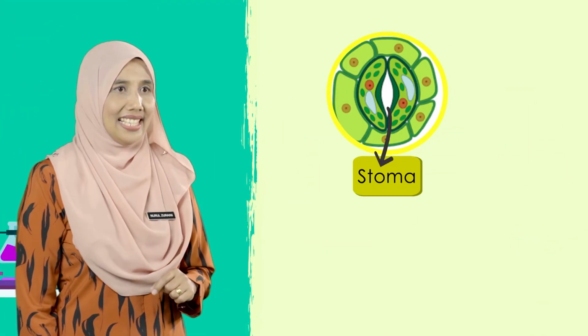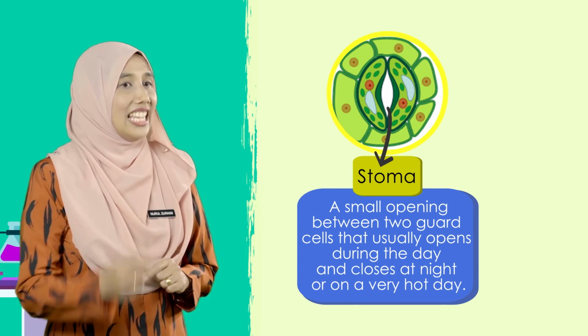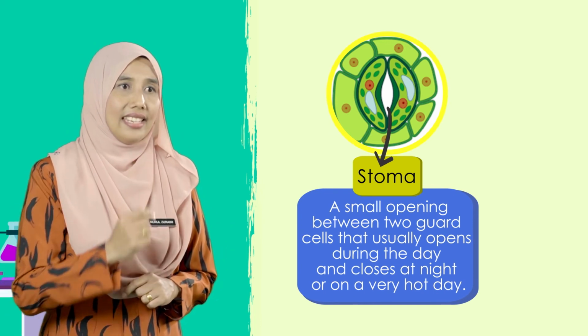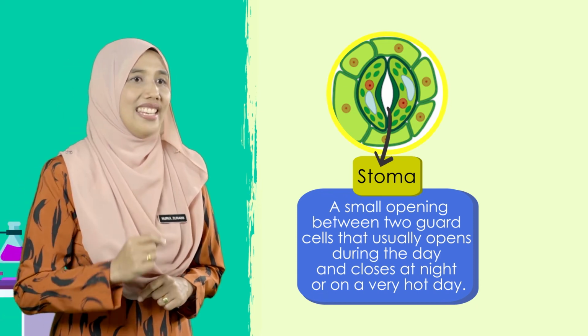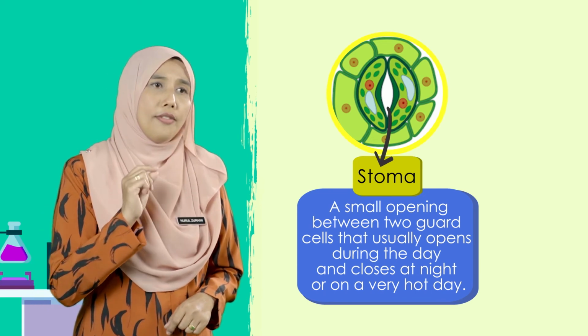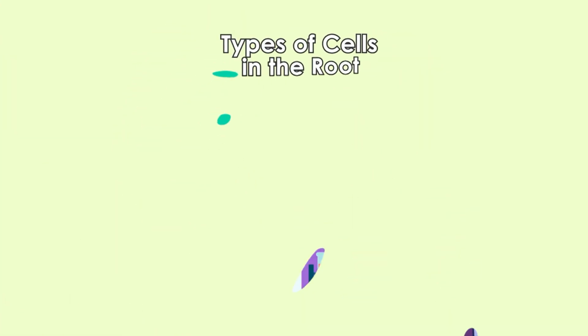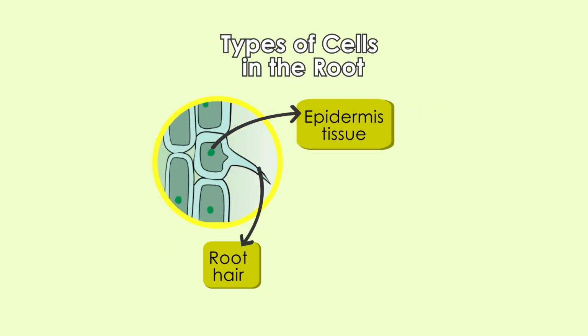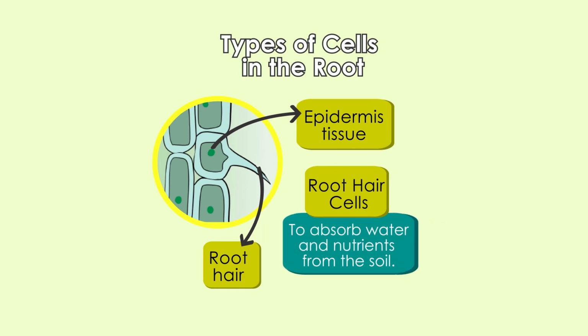The stoma is a small opening between two guard cells that usually opens during the day and closes at night or on a very hot day. Okay, pupils. Next is the type of cells in the root of the plant, which is known as root hair cells. The function of root hair cells is to absorb water and nutrients from the soil.